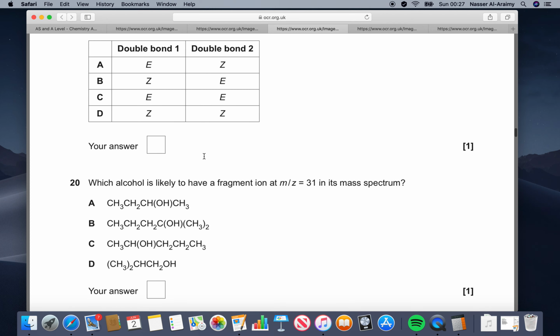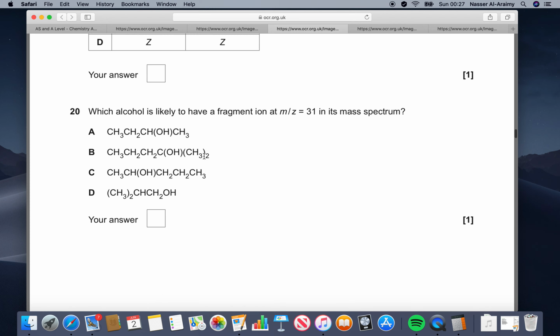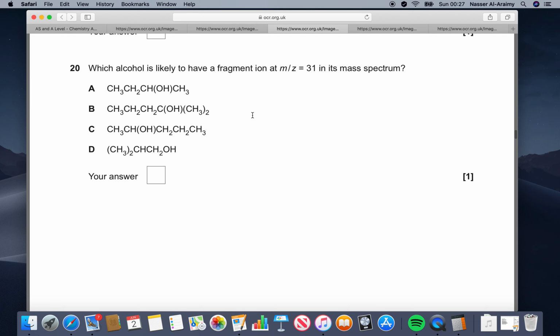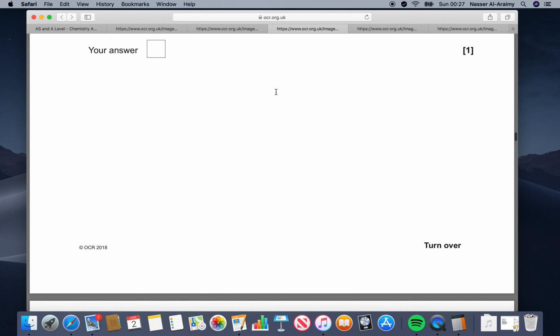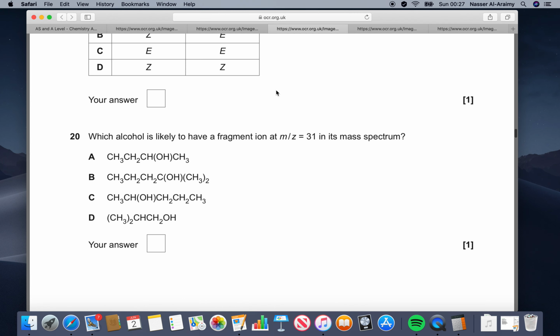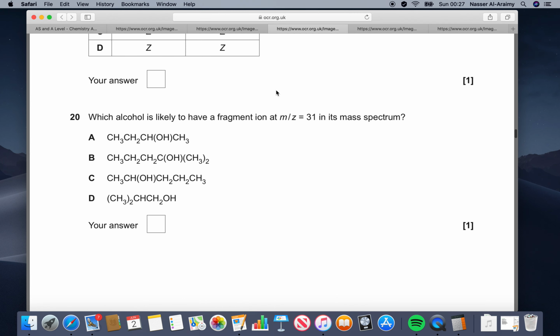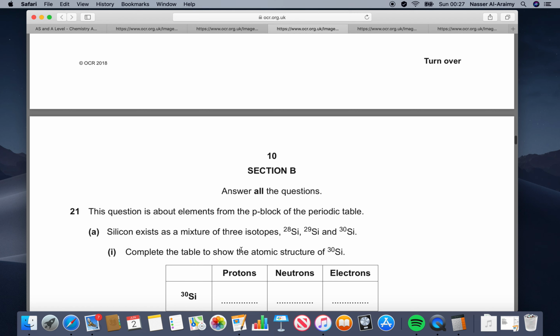E-Z molecules, know that. The mass spectrum is going to come up, but they might actually move that one to section B.